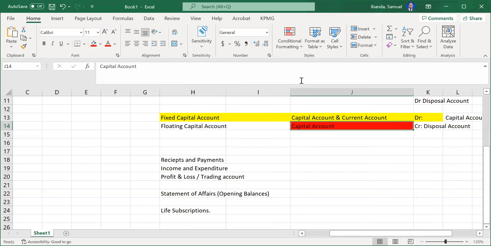Now, when it comes to insolvent partners, we usually have a rule. Does anyone of us know the rule that we follow and what it says? Anyone want to try? Has anyone of us heard about the Garner versus Murray rule? Can I try? Please try.